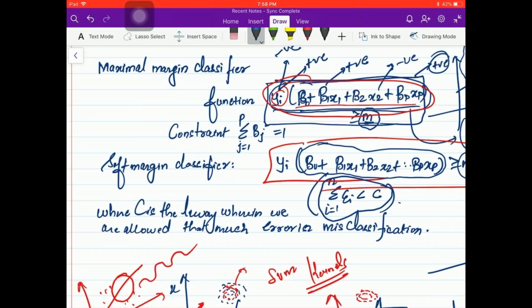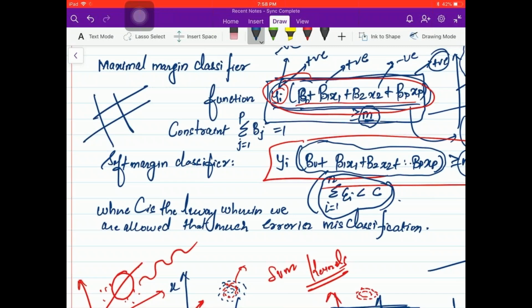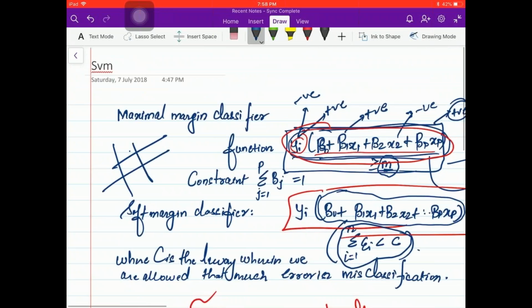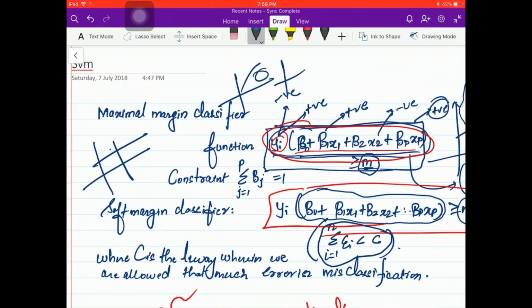In random forest, we saw that the partitions are always perpendicular to the axis. Here, the partitions can be anywhere, right? A partition can be like this, it can be like this, it can be like a plane. So any partition will work. That's how your SVM works.